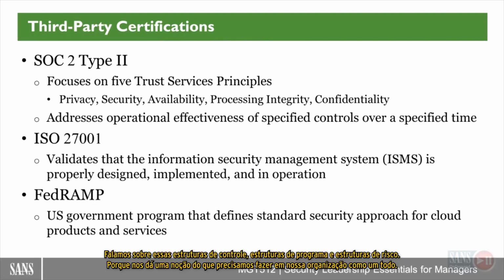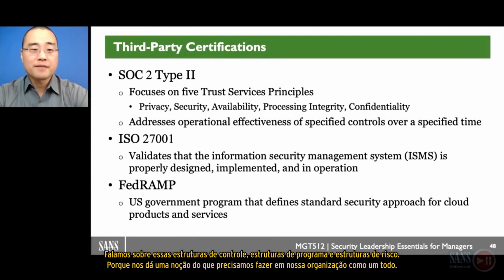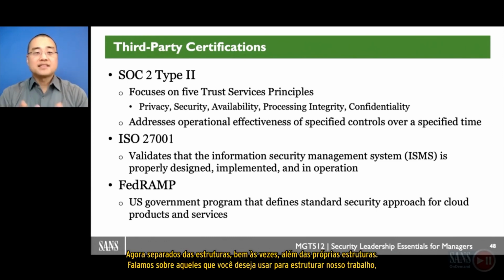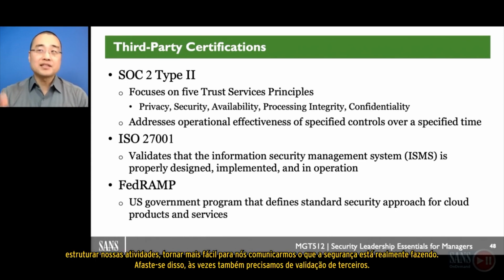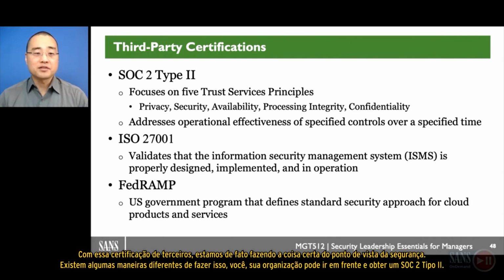So we talk about those risk control frameworks, program frameworks, and risk frameworks because they give us a sense of what we need to do in our organizations overall. Now, separate from the frameworks, or sometimes in addition to the frameworks themselves, we talk about those because we want to use them to structure our work and our activities, and make it easier for us to communicate what security is actually doing. Separate from that, we also sometimes need third-party validation, third-party certification that we are in fact doing the right thing from a security perspective.